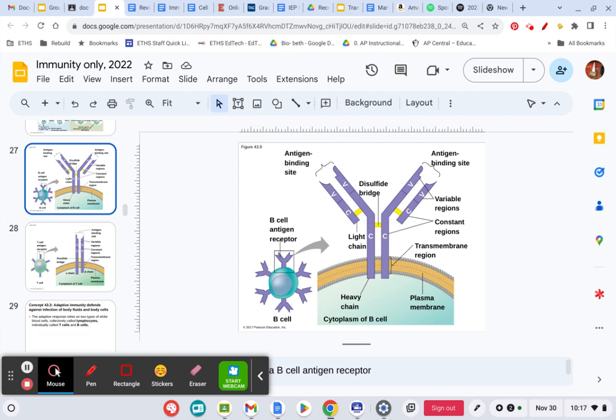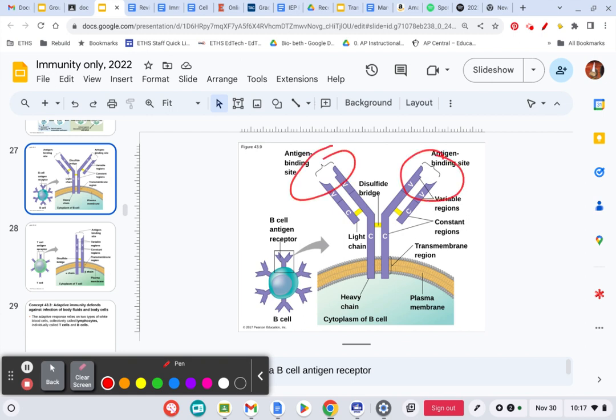But basically, you've got this protein area that has a certain shape to it. Remember, proteins have a certain shape, and these receptors are the same. They have a certain shape, and that will bind to a particular antigen. Okay, that's really all you need to take away from those two slides.